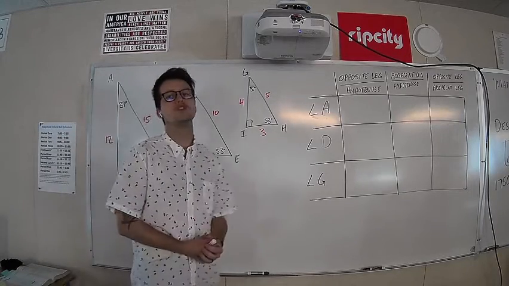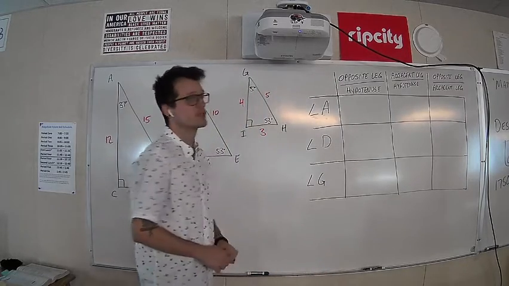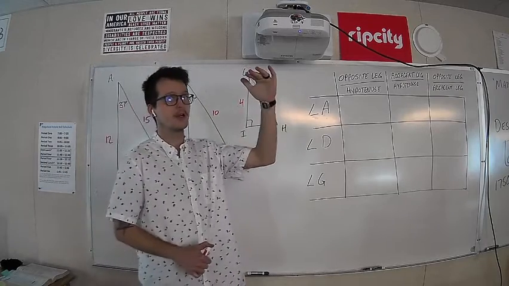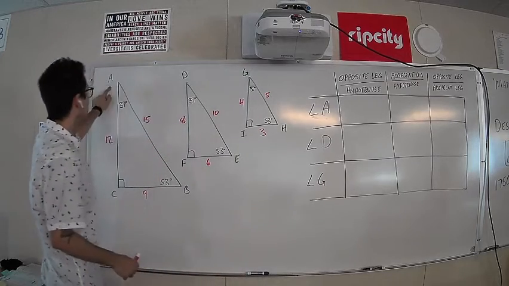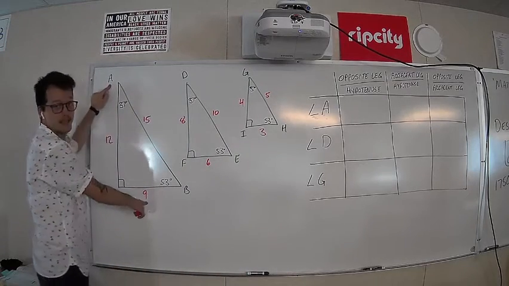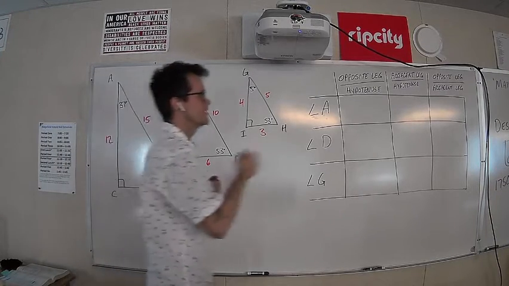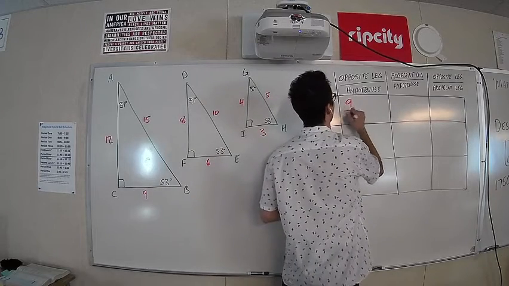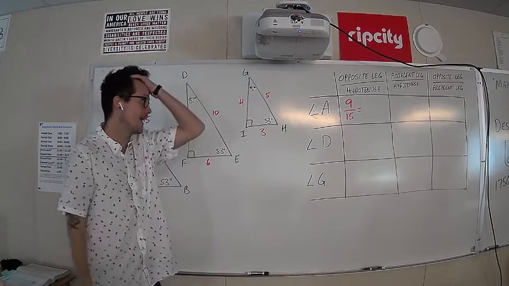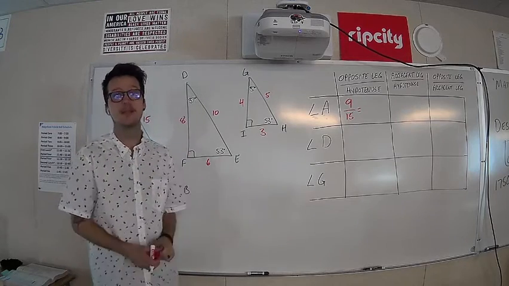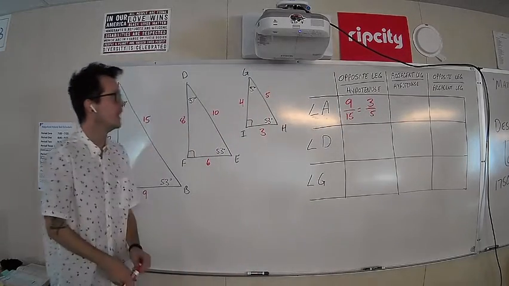So the first ratio that I want to examine is the opposite leg over the hypotenuse. So we're just going to make a fraction. The numerator of the fraction is going to be the length of the opposite leg. The denominator is the length of the hypotenuse. So angle A is here. The opposite leg is straight across. It has a length of 9, and the hypotenuse right here is 15. So we're just going to do 9 over 15. And of course, this can reduce a little bit. Let's think of the greatest common factor of 9 and 15. I think it's 3. So this is going to end up being 3 over 5. Cool, not so bad.